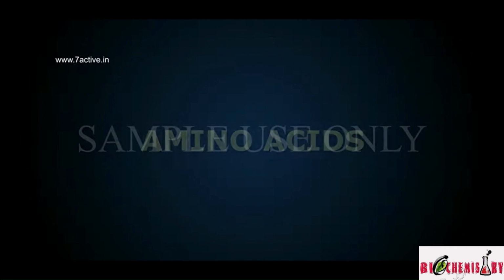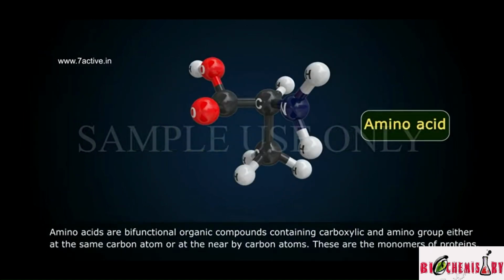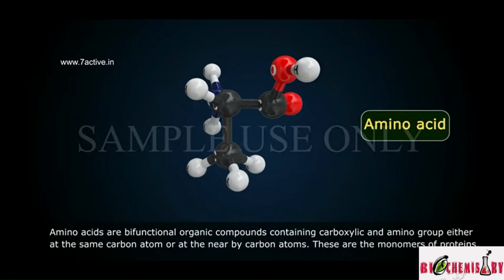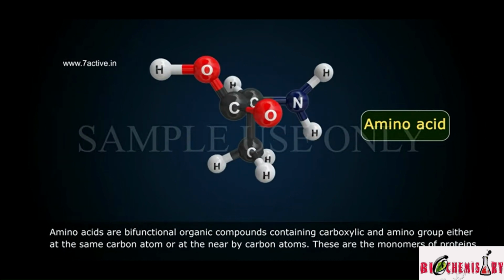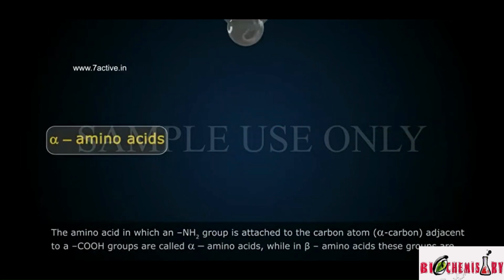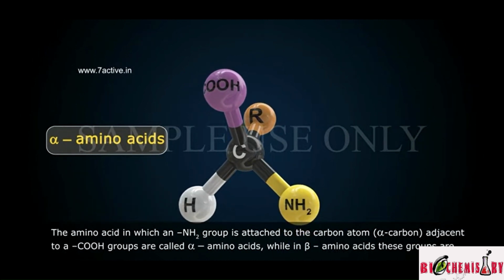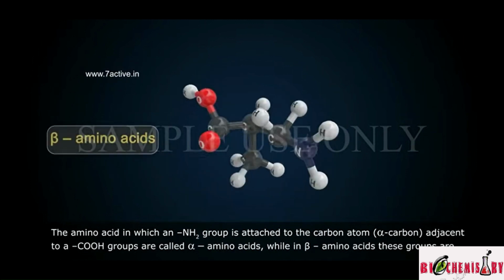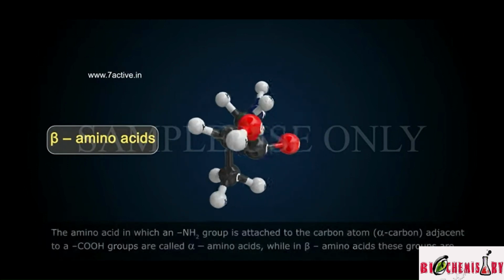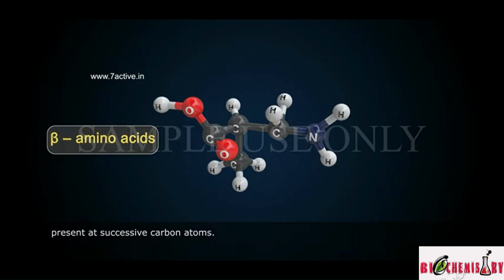Amino acids. Introduction. Amino acids are bifunctional organic compounds containing carboxylic and amino group either at the same carbon atom or at the nearby carbon atom. These are the monomers of proteins. The amino acid in which an NH2 group is attached to the carbon atom, alpha carbon, adjacent to a COOH group are called alpha amino acids, while in beta amino acids, these groups are present at successive carbon atoms.